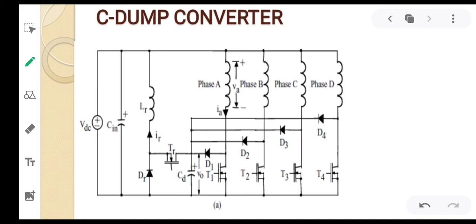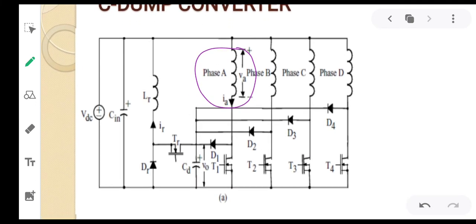Now next is a C-dump converter. In a C-dump converter, that is applicable for odd phases or even phases. And here if I am considering phase A, in order to excite this phase A, I have to turn on this T1, right? So for energizing the phase A, T1 is turned on. So when this T1 is turned on, the current flow will be like this. So this is the path.